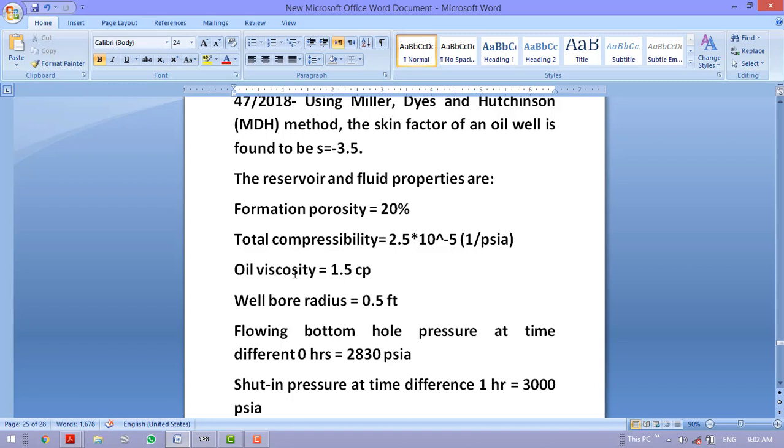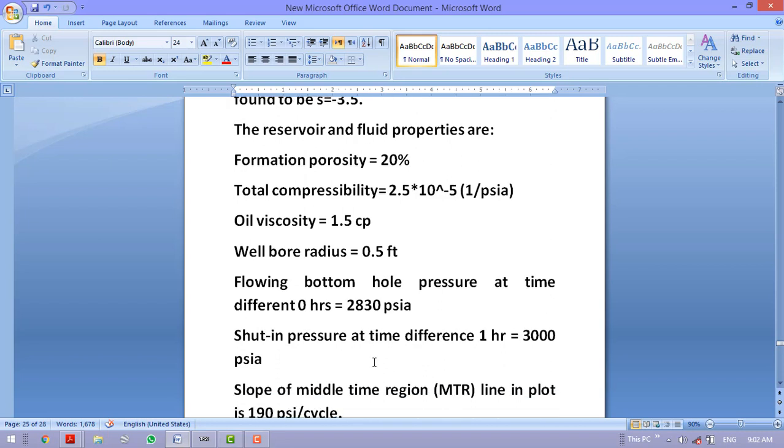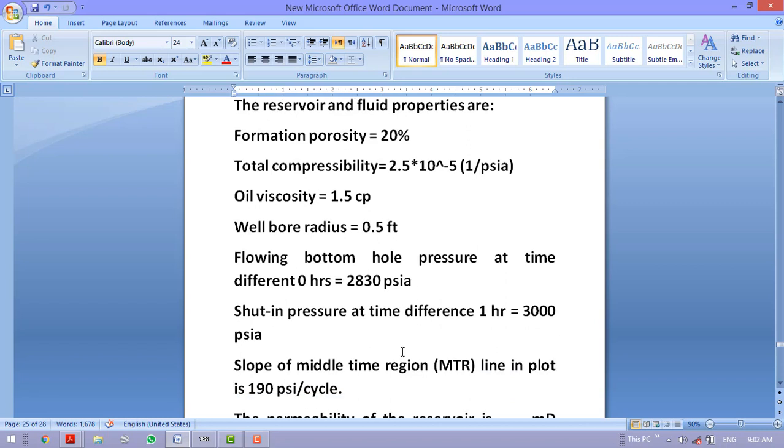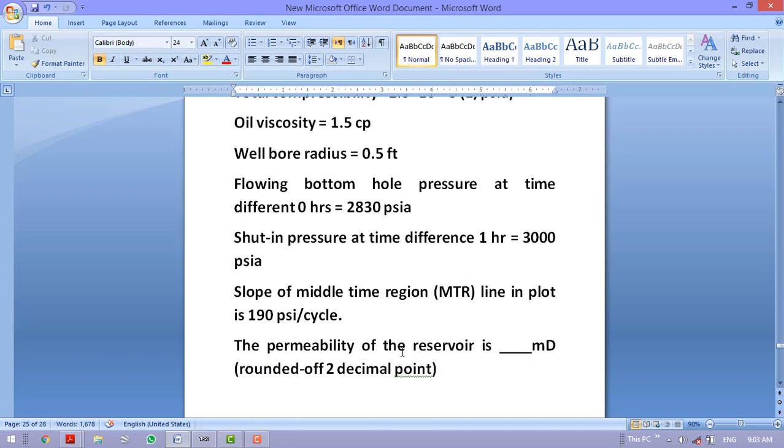Flowing bottom hole pressure at delta T equal to 0 hours is 2830 psi, and shut-in pressure at a time difference of 1 hour, which is delta T equal to 1 hour, is 3000 psi. The slope of the middle time region (MTR) line in the plot is 190 psi per cycle. Finally, we have to find the permeability in millidarcies, and the answer should be up to 2 decimal points. So let us answer it.